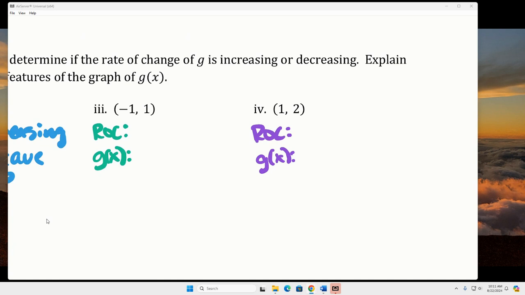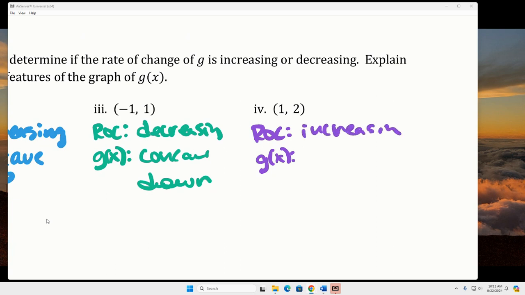All right, what do you guys think about 3? The rate of change? Good. And the reason? Nice. And then 1 to 2. Nice job. All right, you're getting there. You guys can do this.